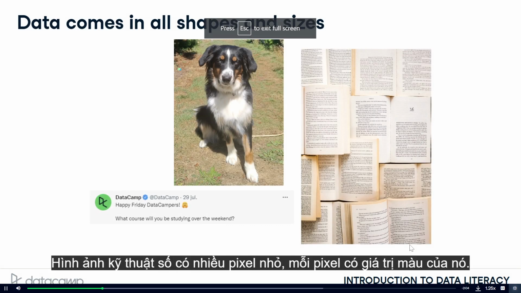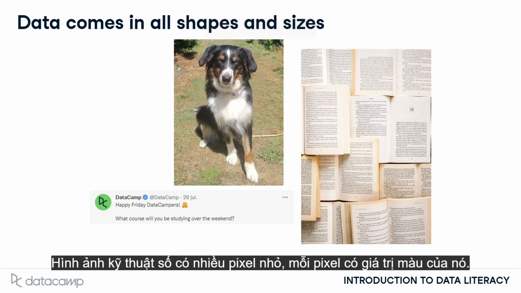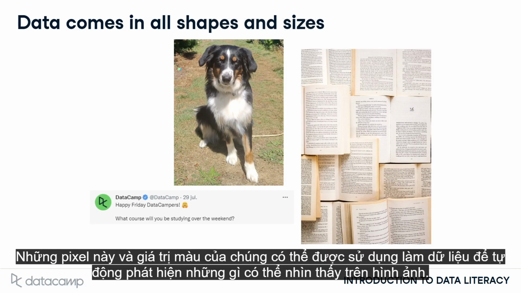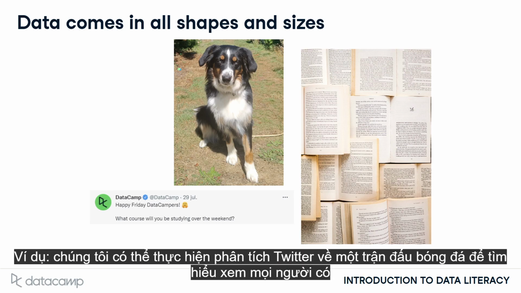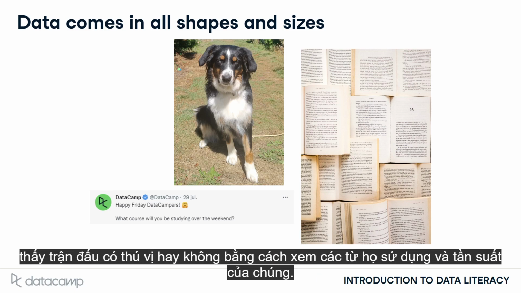Digital images have many tiny pixels, each with its own colour value. These pixels and their colour values can be used as data to detect what can be seen on the image automatically. Social media posts, emails, and reviews are all text that can be analysed to answer specific questions. For example, we could do a Twitter analysis of a soccer match to find out whether people found the match exciting or not at all by looking at the words they used and their frequency.